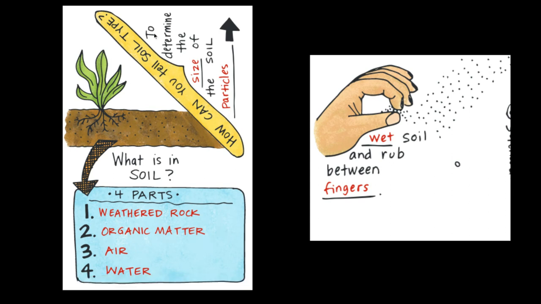And how can you tell the soil type? To determine the type of soil, you have to examine the different particles. And the way you do that is that you wet the soil and you rub it between your fingers to see what type of particles there are in the soil.